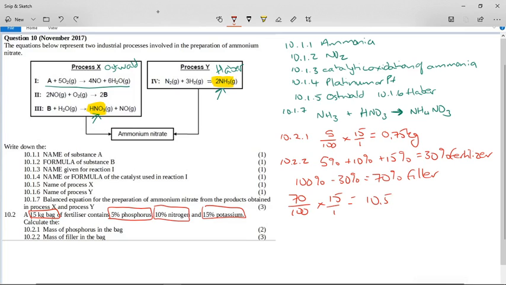Whoopsie. 10.5 kilograms of filler. That was quite an easy question, but you must have memorized all of your fertilizer processes.